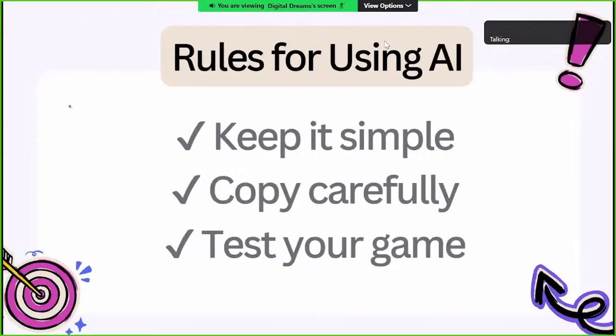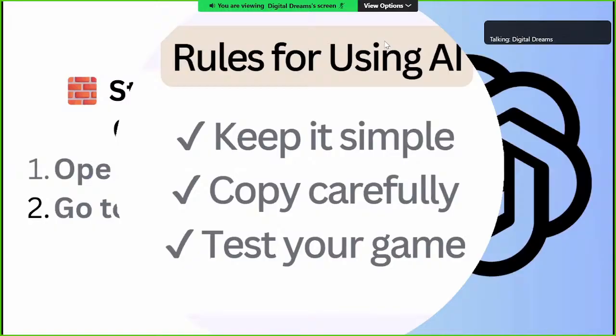So, rules for using AI. These are the rules that will guide you while using AI to create in Roblox Studio. Firstly, keep your prompts simple. Secondly, copy carefully. When copying the code that AI generates for you to paste, you have to be careful so you don't miss any important part, thereby running your code into an error, right? The last one is to test your game. After creating, you test your game, and if there are any faults, you also debug. Debug means you go back to ChatGPT and try to fix any problem that occurred.